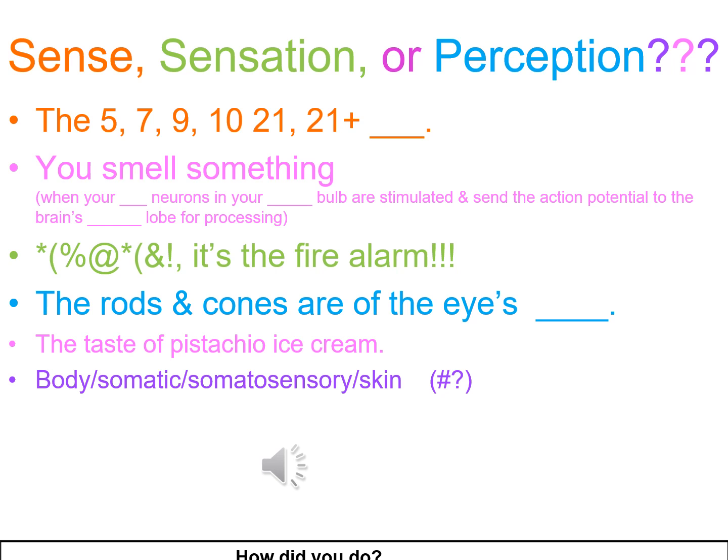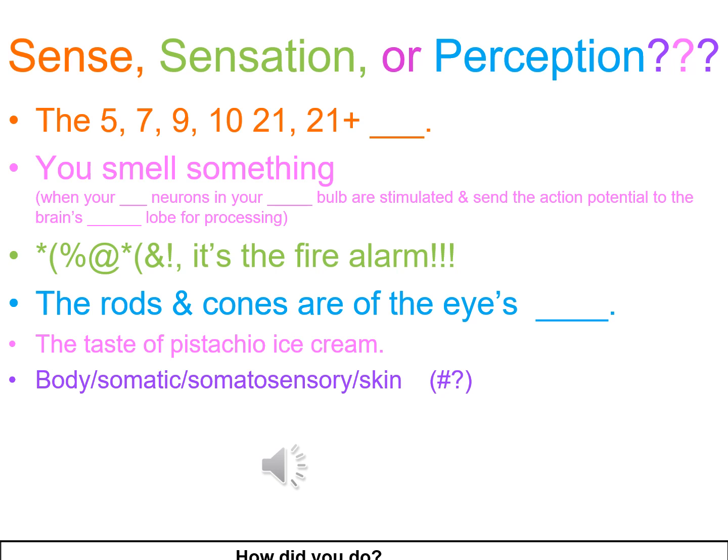So we'll momentarily see how you did. Hopefully you noticed the blanks and tried to fill them in at the same time. So either 5, 7, 9, 10, 21 or more senses. You smell something. That would be sensation. This happens when your motor, sensory, or inter neurons? Hopefully you said sensory neurons, and what's the name of that bulb? Olfactory bulb. So it's when your sensory neurons and your olfactory bulb are stimulated and send the action potential, that is the neuron messages, to your brain.